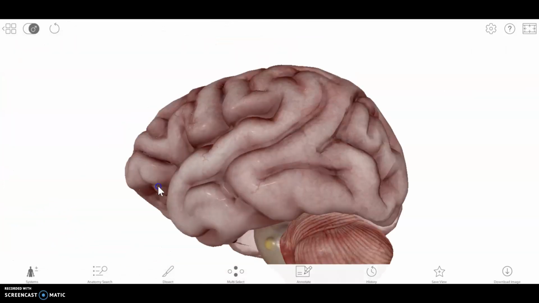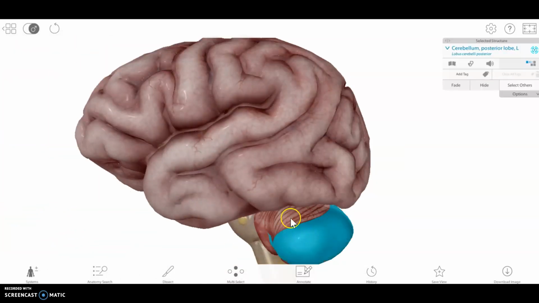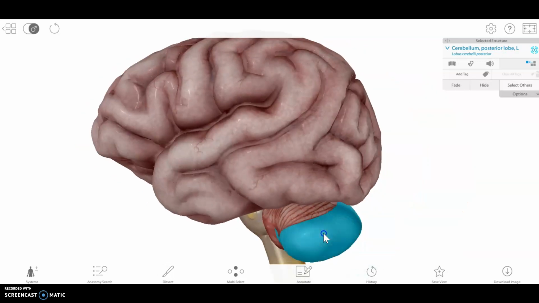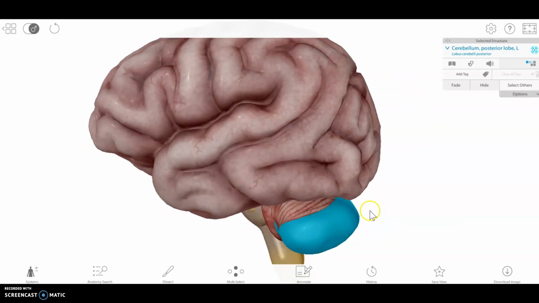And then you have your cerebellum, which kind of looks like a little wrinkly brain at the base under the occipital lobe of your brain.